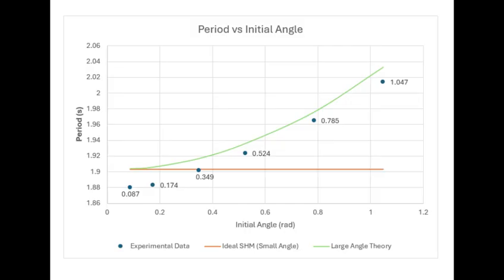We can see this behavior clearly in the graph. The orange line is the ideal simple harmonic motion, which is flat. My data shown as blue dots follows the green curve, which represents the large angle theory. This visually confirms that as the amplitude increases, the period also increases.